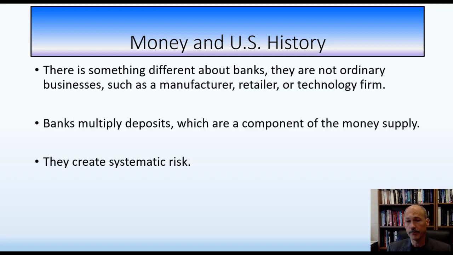What's important to know from this history, and so I went back to the 1600s and told you all these problems associated with banks, is that there's something different about banks. They're not ordinary businesses. You can't look at them as a manufacturer or a retail or a technology firm. Banks end up creating the money supply. They multiply deposits, which we'll have a lot to talk about later on in this course. And what they end up doing is creating systemic risk just naturally.